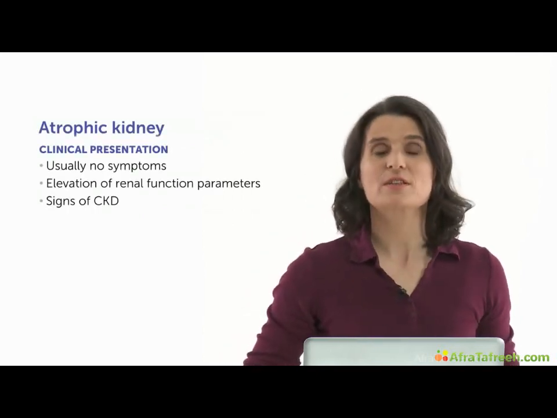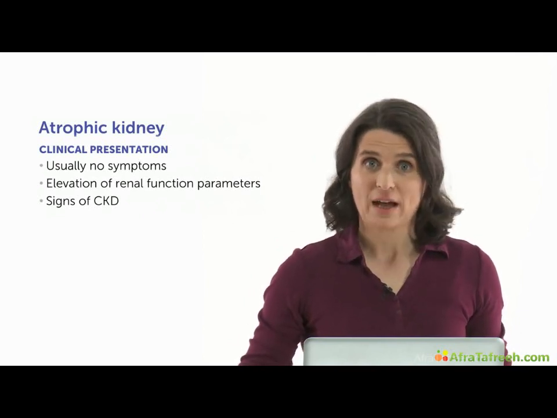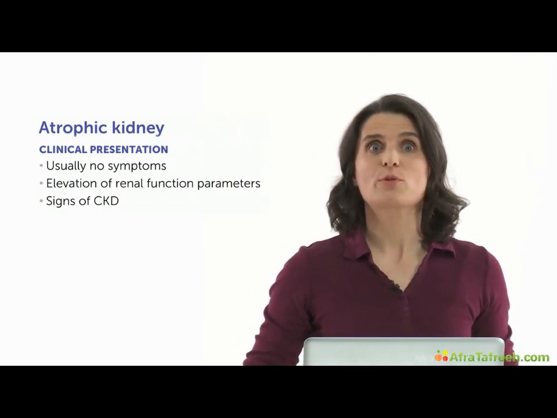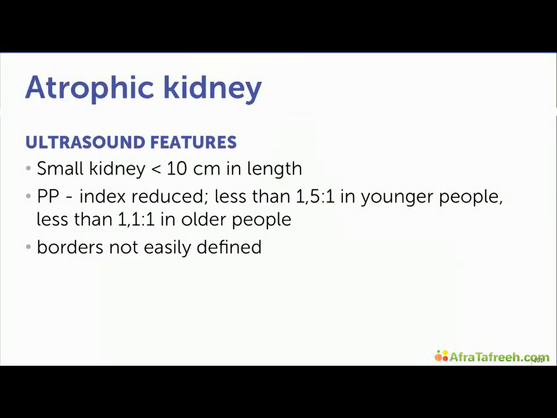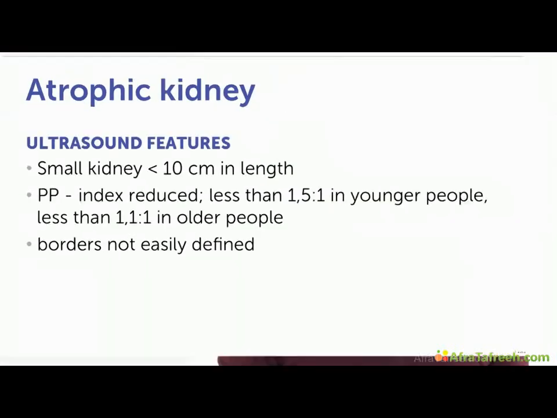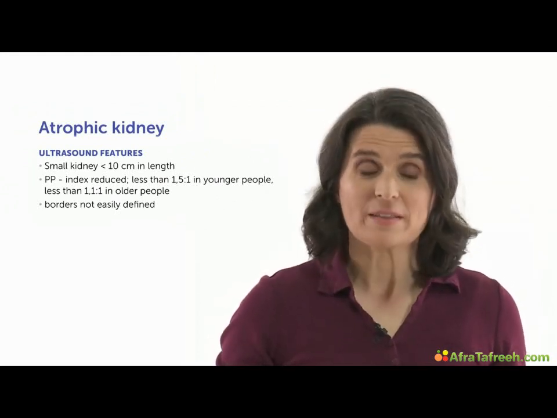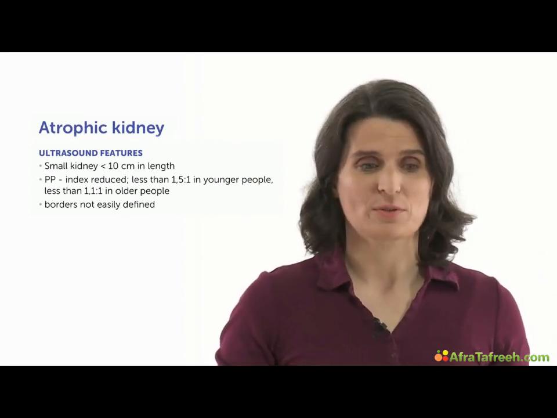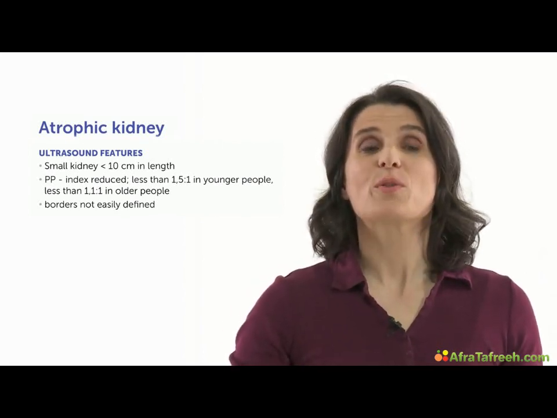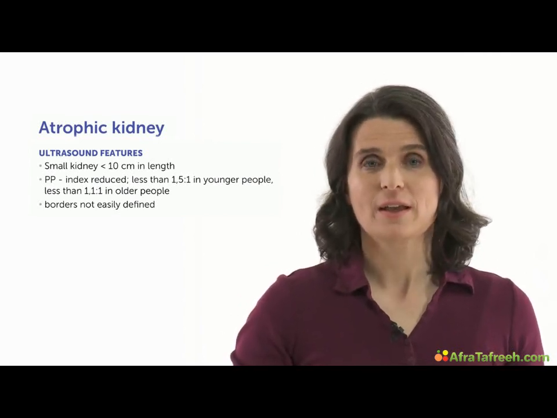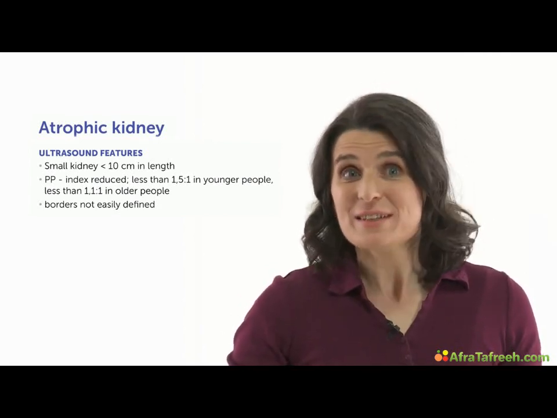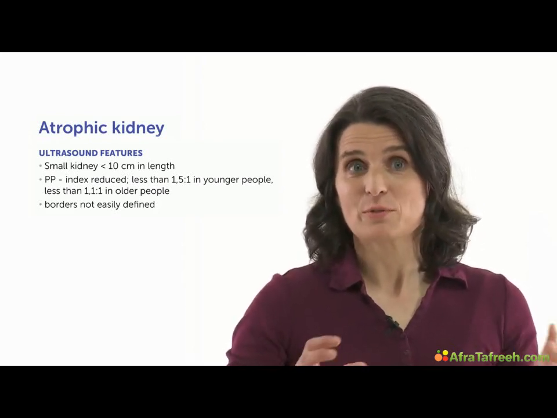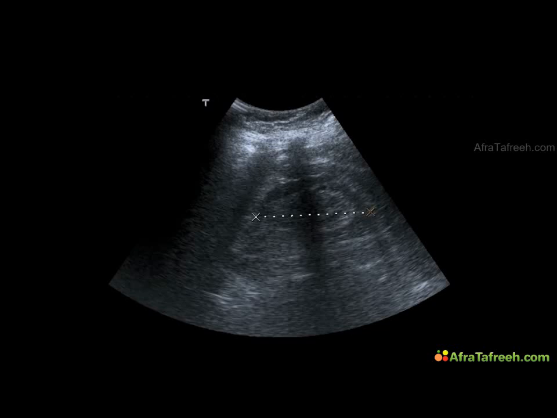Quite frequently, the patients have no symptoms at all. In advanced cases, we can see all signs of chronic kidney disease. But often the only sign is an elevation of renal function parameters in the blood tests. The ultrasound features of an atrophic kidney are a loss of parenchyma that leads to a smaller size, and also the parenchyma-pillar index is reduced. Also, the borders are often not easily defined, and sometimes we can't even easily detect the kidneys because of the reduced size. Now let's see what it looks like in ultrasound.